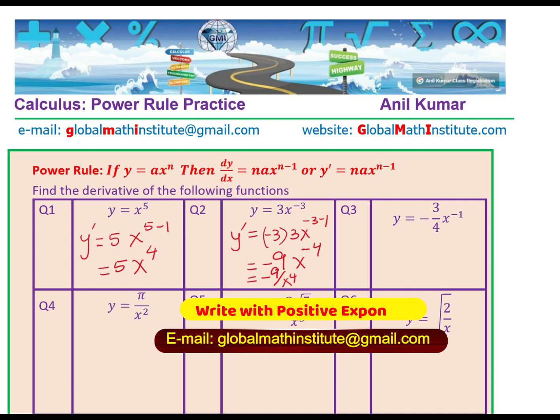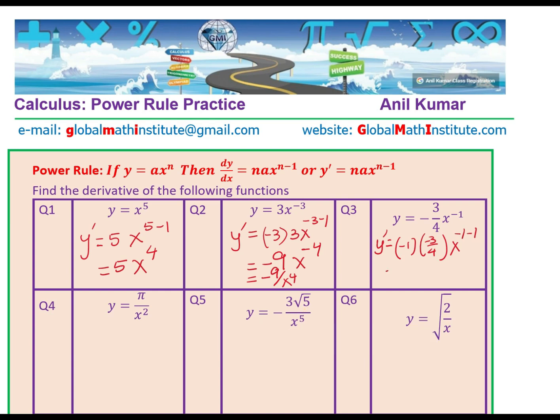Next one here is again with negative exponent. In this case, what do we get? Well, the derivative now will be negative 1 times negative 3 over 4 x to the power of negative 1, right? So that gives you positive 3 by 4 x to the power of minus 2, or you can write 3 by 4 x squared. So I hope that helps you to understand how the power rule can be applied for these simple functions.